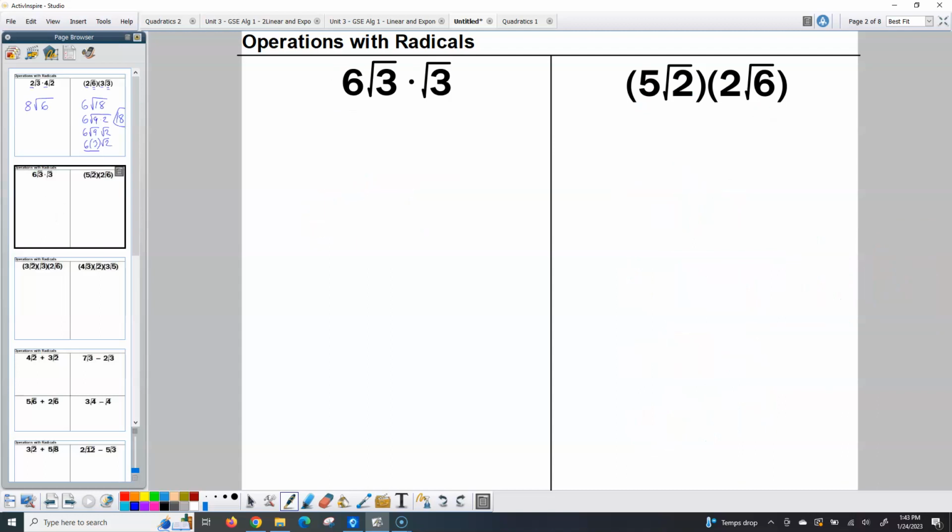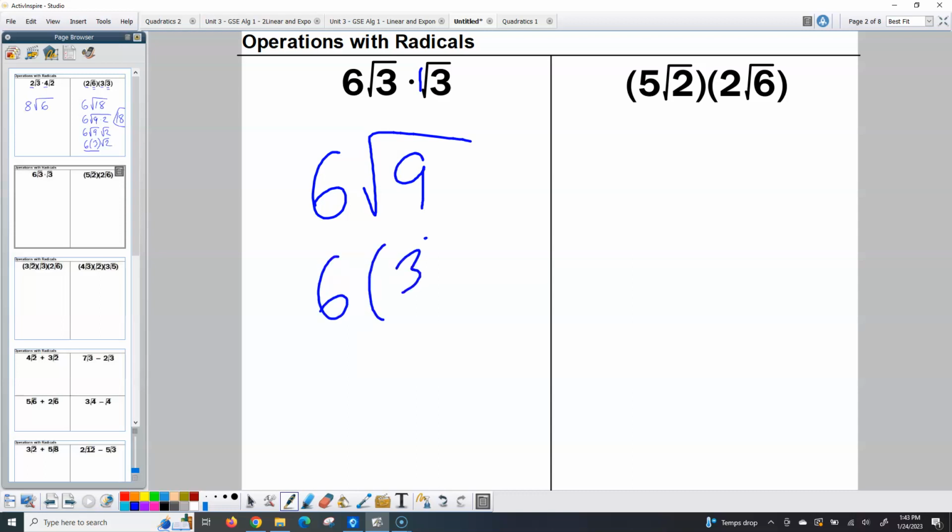Next one, same kind of ordeal. Outside times outside. There's a 1 hiding right there. Don't forget that. So 6 times 1 is just 6. And then 3 times 3 on the inside would be 9. The square root of 9 is 3. So final answer there is 18.